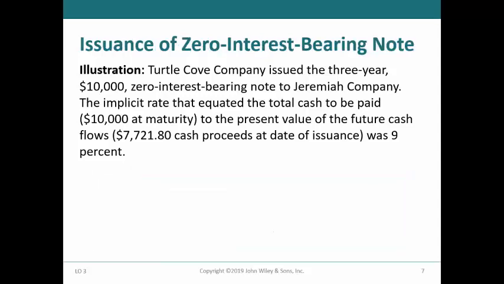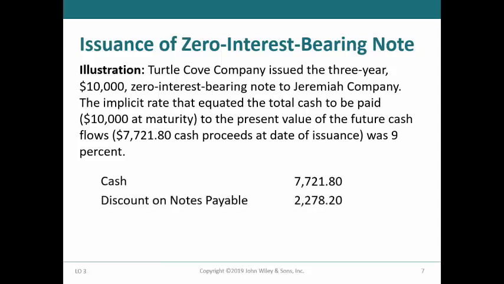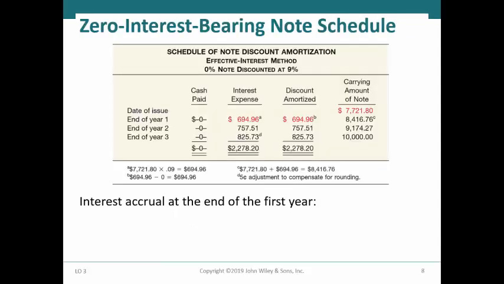To record the receipt of the cash proceeds, Turtle Cove would debit cash for $7,721.80 and discount on notes payable for $2,278.20 and credit notes payable for the maturity value of $10,000. This slide shows the amortization table for the note. There is no interest due on the note, but the discount, $2,278.20, would be amortized over the life of the note using the effective interest method.